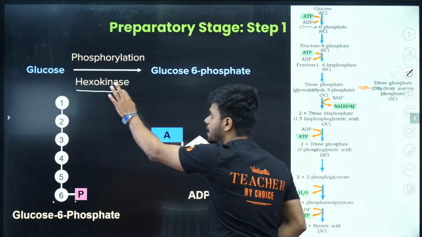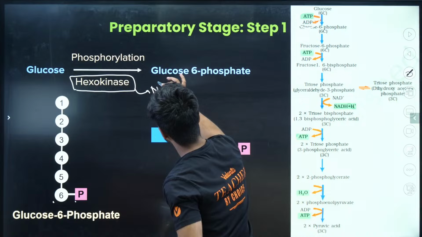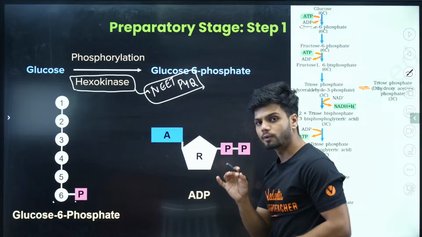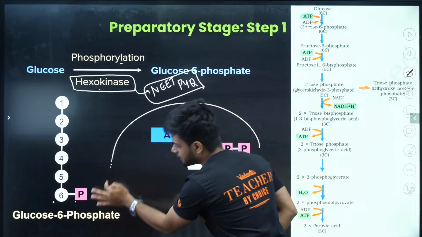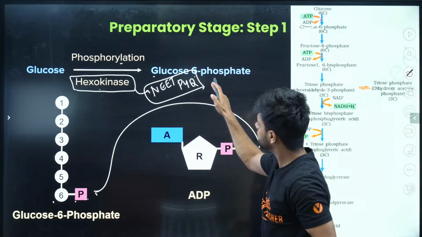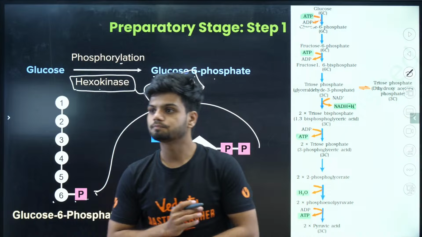This right here is a NEET PYQ. So students, in the first step, glucose to glucose 6-phosphate, phosphorylation, the enzyme is hexokinase, and ATP is broken down and one phosphate is attached to the 6th position. That is why it is called glucose 6-phosphate. Clear? Glucose 6-phosphate. Clear? The next one.